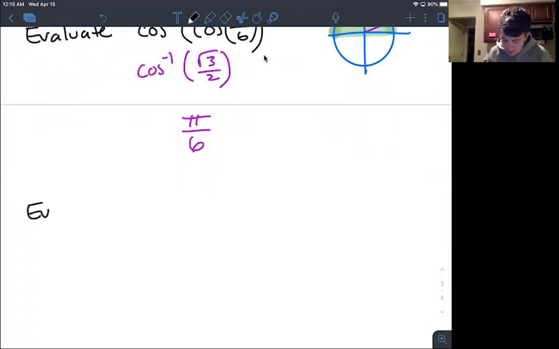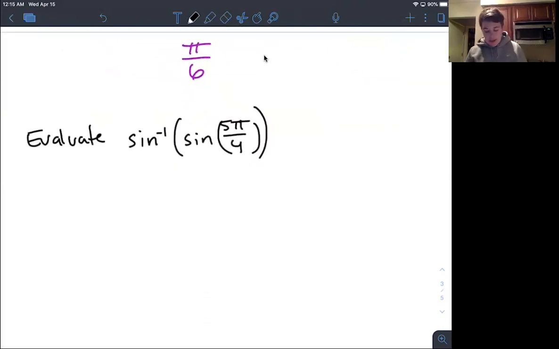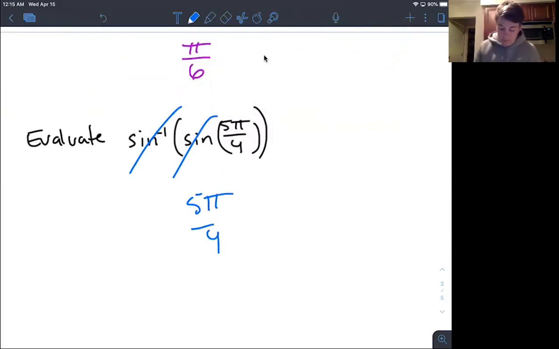So let's evaluate the inverse sine of the sine of 5 pi over 4. I don't want you to see this on a test and immediately say, oh yeah, this is so easy, those get rid of each other, the answer is 5 pi over 4, and then run away, because that's not correct. That is not the answer. So be careful, be careful, be careful.